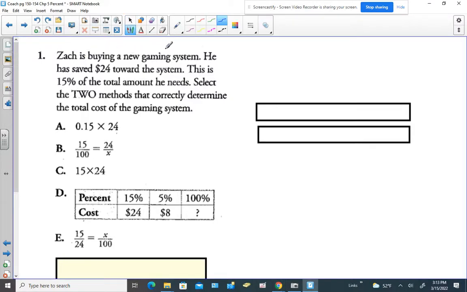Zach is buying a new gaming system. He has saved $24 toward the system. This is 15% of the total amount he needs. Select the two methods that correctly determine the total cost of the gaming system.